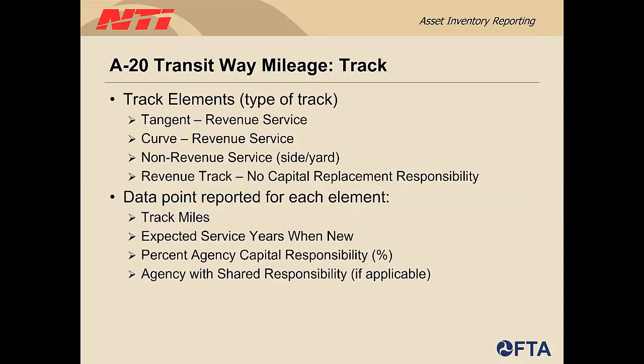The last section of the A20 form is track. This is where you will report information about your agency's laid track, including tangent revenue track, curve revenue track, non-revenue track, which includes your side and yard track, and any revenue track for which your agency does not have capital responsibility. You will report the amount of track miles for each applicable track type, expected service years when new, percent of capital responsibility, and agencies with shared responsibility if that applies.